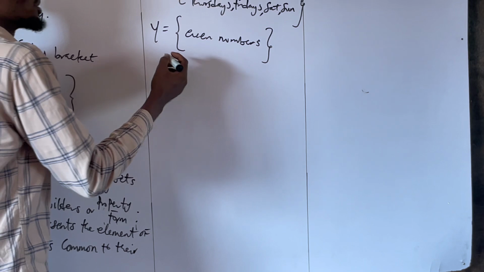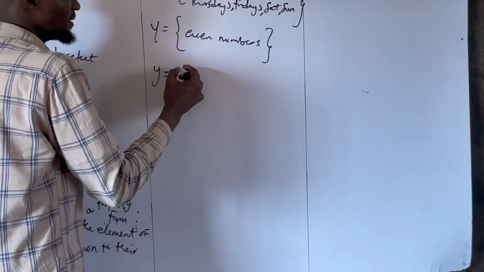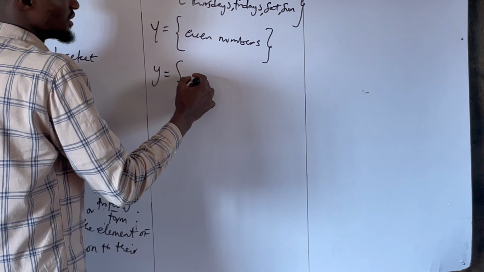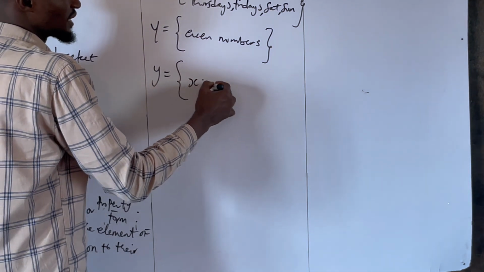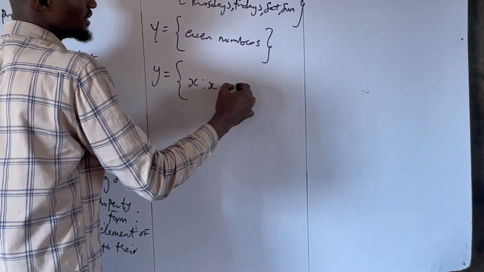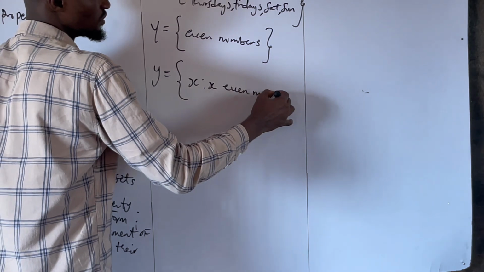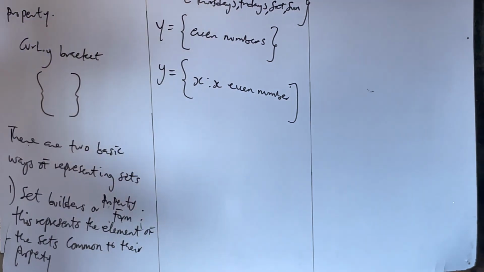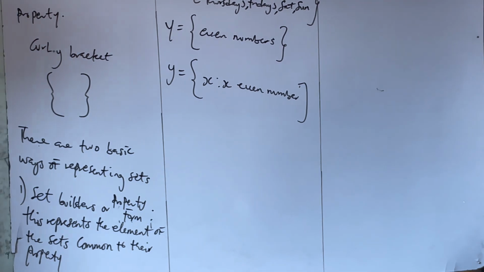So we can also represent it by saying y, this bracket, x, x is an even number. Do you get?